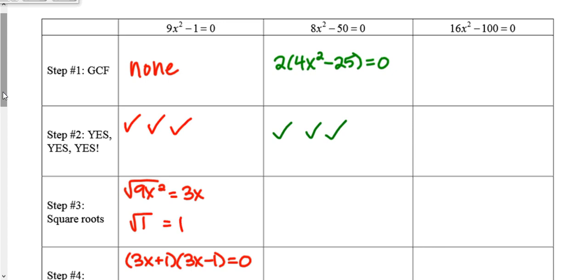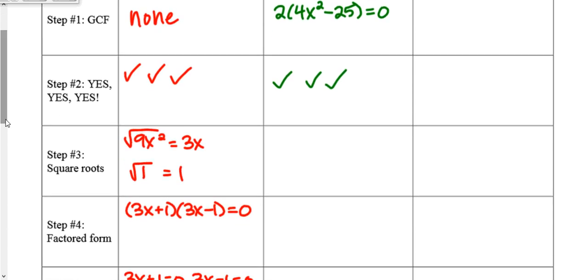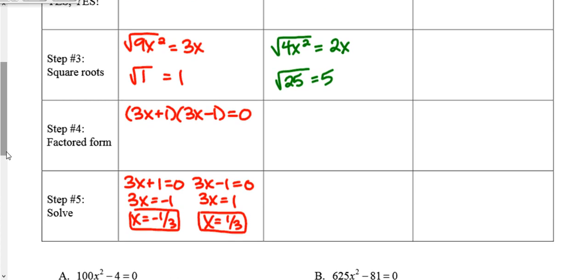So now we're going to take the square root. So I'm going to ignore the 2 for a moment, but I'm not going to lose it. Or at least I'm going to try not to lose it. So I'm going to take the square root of 4x squared and the square root of 25. So this would give me 2x. This would give me 5. That sends us right into our factored form because we're going to take those 2 numbers, add them, and then subtract them.